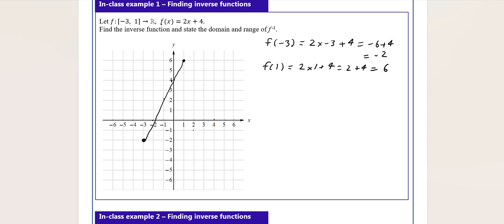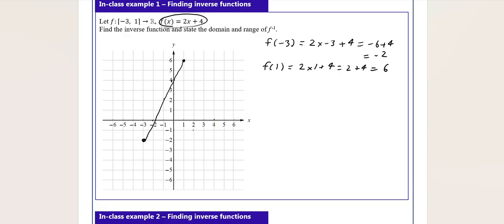So this is my starting function. This is f of x equals 2x plus 4. This is what it's going to look like. I'm expecting my inverse function to be like the mirror image version of this function. And so that's what I expect to see when I plot it out. Now, in order to figure out the rule for f inverse, what I'm going to do is take this function here.